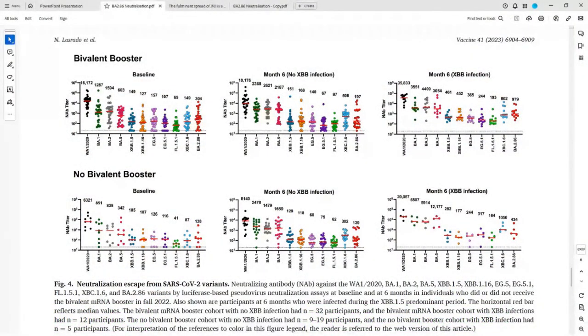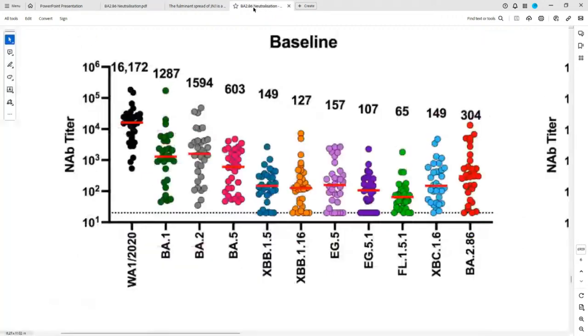Now, I'm going to take you back to a paper that I had shown Geert as well. This paper was looking at what the baseline is with regards to someone who didn't have a booster versus somebody who did. So this one here, the person got a bivalent booster. This is at baseline, this is if they had no infection in 6 months, and this is if they had an infection in 6 months. I've got it zoned in, so I made it bigger here.